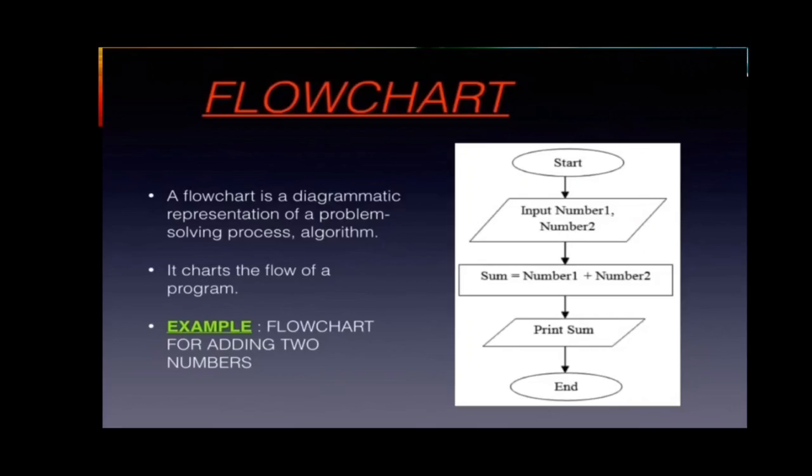Now student, we will discuss flow chart. After algorithm, the next step is flow chart. The flow chart is a diagrammatic, or we can say pictorial, representation of a problem solving process or algorithm. Whatever algorithm is there, on the basis of this we can prepare a flow chart. So the steps written in an algorithm can be represented diagrammatically in a flow chart. It shows the sequence of steps or flow of the program in the logical order to solve a problem. It charts the flow of a program.